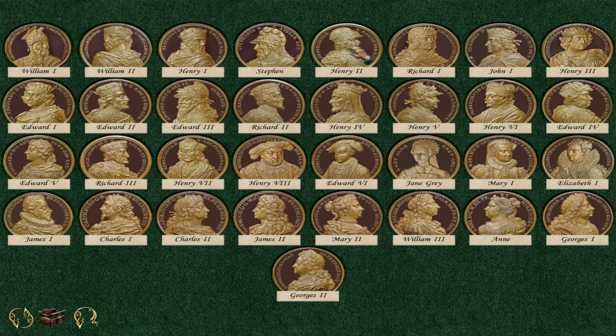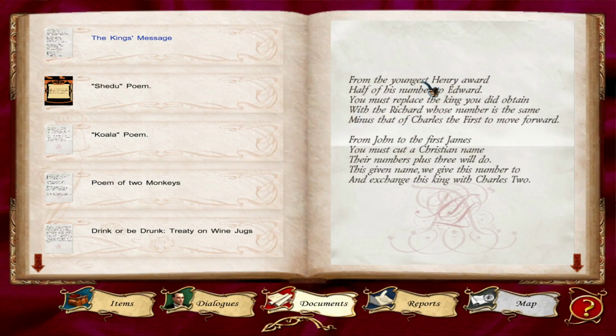So Henry the First, Henry the Second, Henry the Third, Henry the Fourth, the Fifth, the Sixth, Henry the Seventh, Henry the Eighth. Okay, Henry the Eighth is the youngest. Half of his number to Edward. So then we go Edward the Fourth.